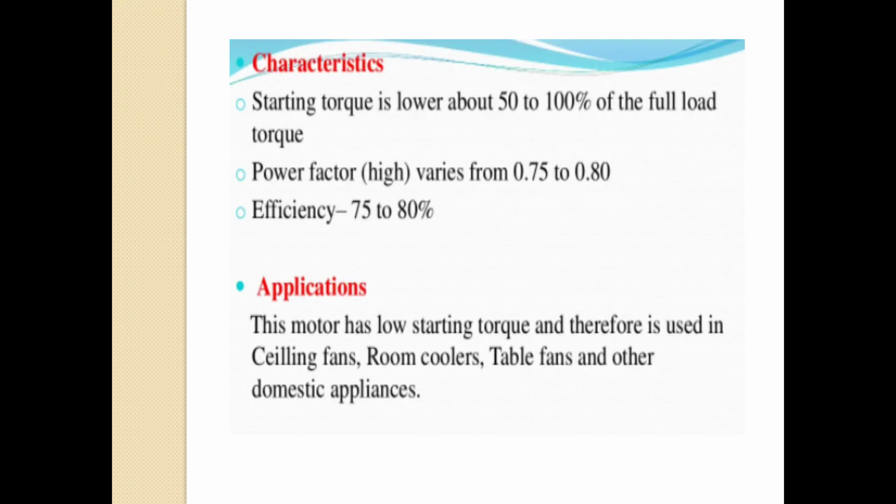The torque range will be 50 to 100 percent of full load, power factor is 0.75 to 0.80, and efficiency is 75 to 80 percent. Advantages of the capacitor run motor are high power factor at full load, high full load efficiency, increased full load torque, and low full line current. Applications: it is used for fans, blowers, centrifugal pumps, table fans, etc.